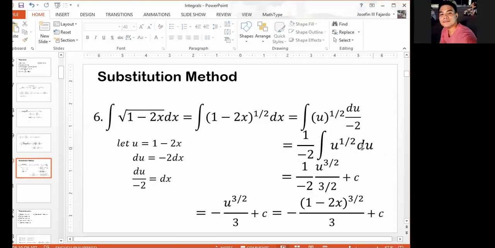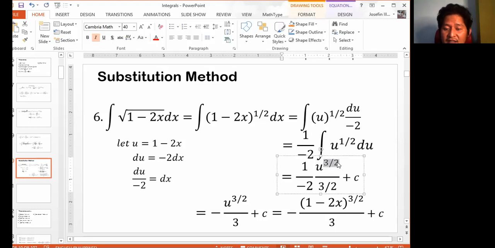Next, itong integral ng u to the 1/2 du na to, di ba? U to the 1/2 is u to the n du, right? Paano natin kunin yung integral niyan? U to the n, ang n mo ay 1/2, so plus 1. So, 1/2 plus 1, kaya meron tayong 3/2. Okay? Malinaw po?